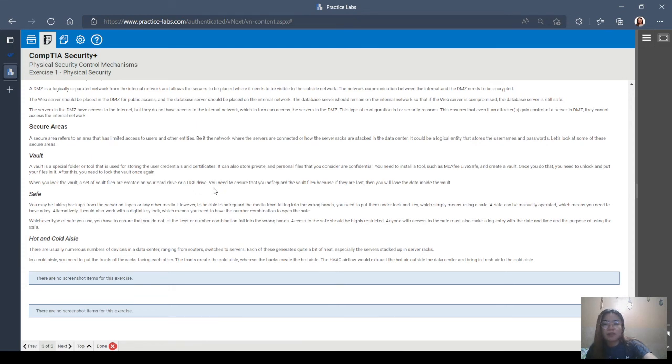Alternatively, it could also work with a digital key lock, which means you need to have a number combination to open the safe. Whichever type of safe you use, you have to ensure that you do not let the keys or number combination fall into the wrong hands. Access to the safe should be highly restricted. Anyone with access to the safe must also make a log entry with the date and time and the purpose of using the safe.